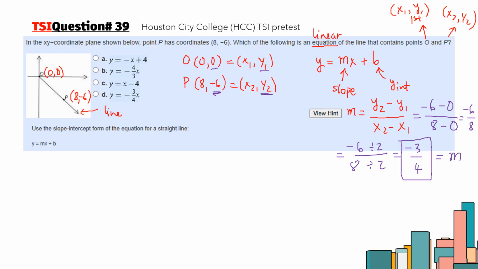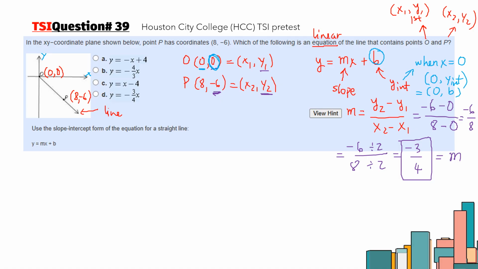So what is the y-intercept? The y-intercept is when x equals 0, the point (0, b). In this case, when x equals 0, y equals 0, because the line crosses the y-axis at the origin, which is 0, 0. So b is 0.